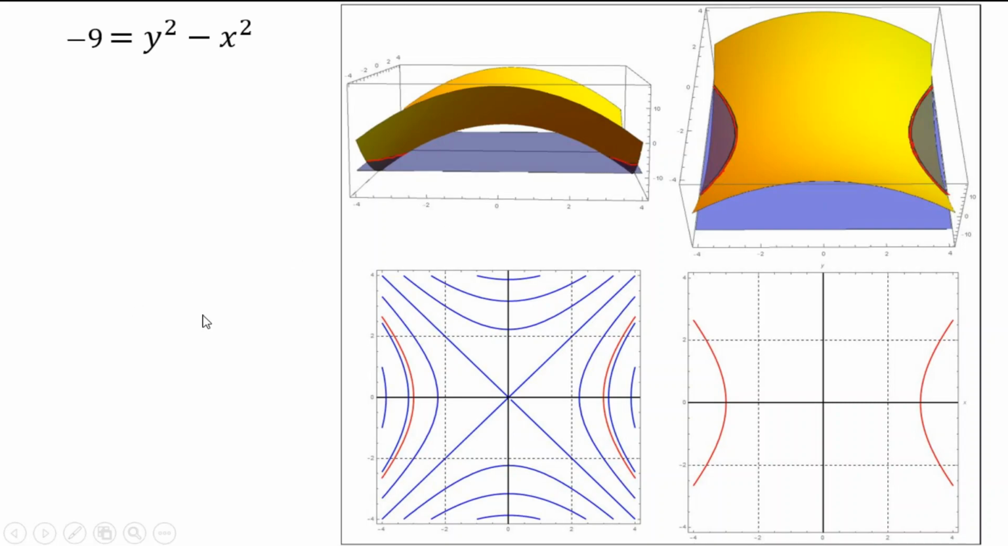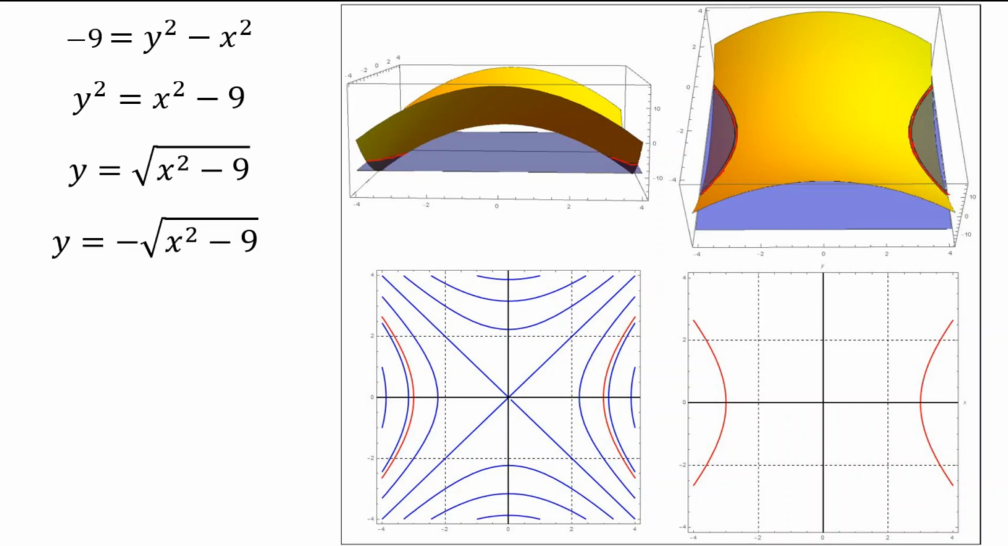In this case, I'm looking at my value of c equal to -9. So -9 equals y squared minus x squared. That's going to be a plane at z equals -9 intersecting my surface, and I get the red contour diagram. How do I find those contours? Well, we solve for y, and what we get is y equals square root of x squared minus 9, and y equals negative square root of x squared minus 9.